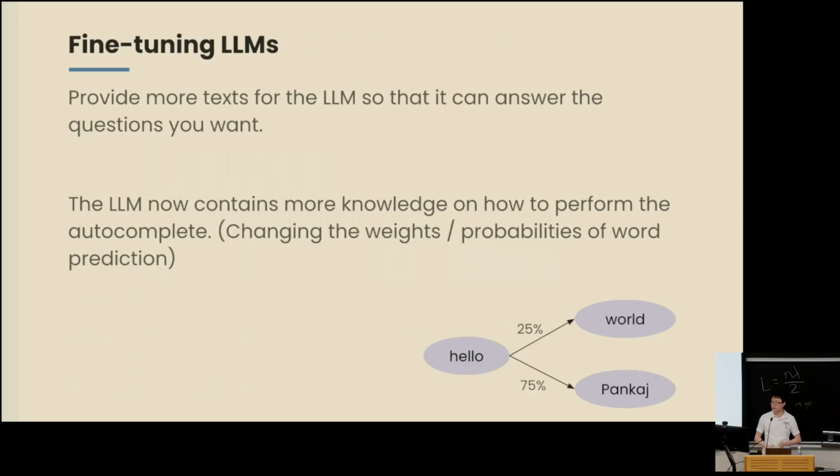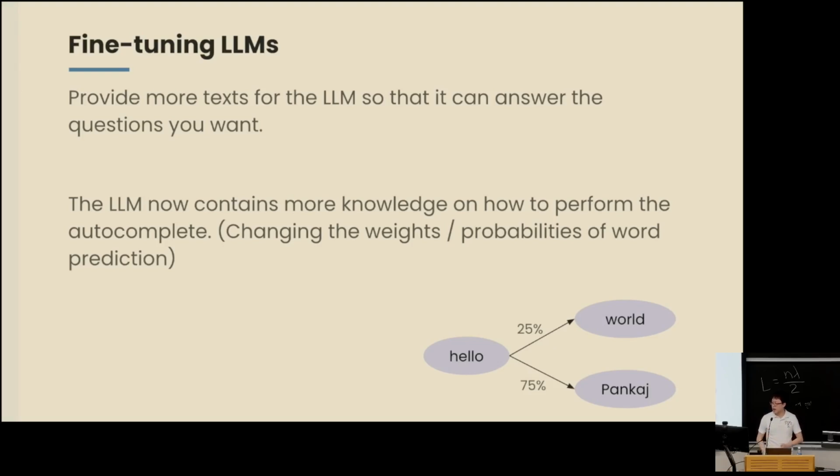So going into the first one, fine-tuning LLMs. In fine-tuning, what we want to do is provide more text for the LLM so that it can answer the questions you want. So providing more base knowledge for the LLM. Recall I talked about how the LLM is purely based on training data. In fine-tuning, I want to give it more training data. But I'm not retraining the LLM. I'm adding to it. It's like the sugar on top. So when I use this fine-tuned LLM, it will give me more or less the things that I've fine-tuned it on.